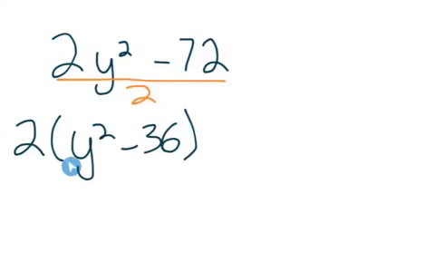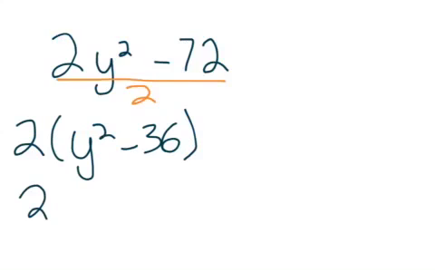So now I look inside the parentheses to see if this can be factored. Well, we have two terms, so let's see if it's a difference of perfect squares. y squared is a perfect square. I have subtraction, and 36 is a perfect square. So I can go ahead and factor this. I need to remember, though, as always, to make sure I rewrite my GCF on the outside.